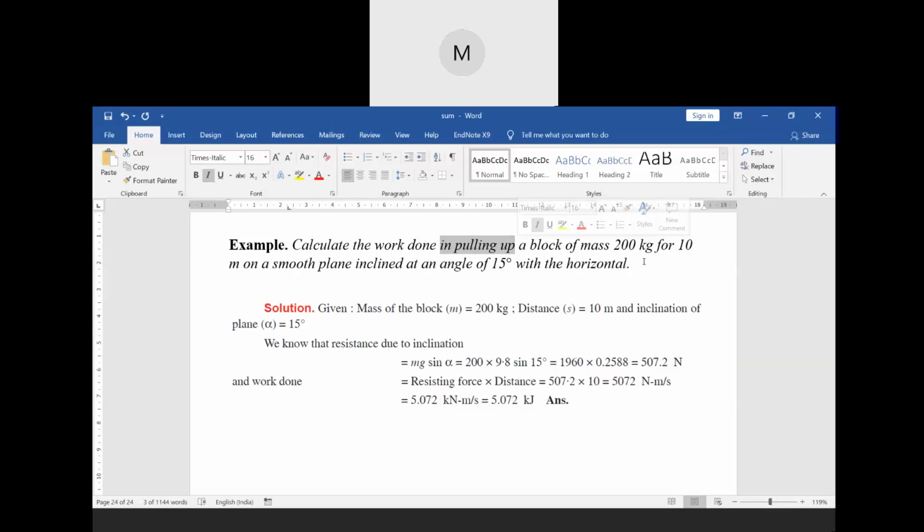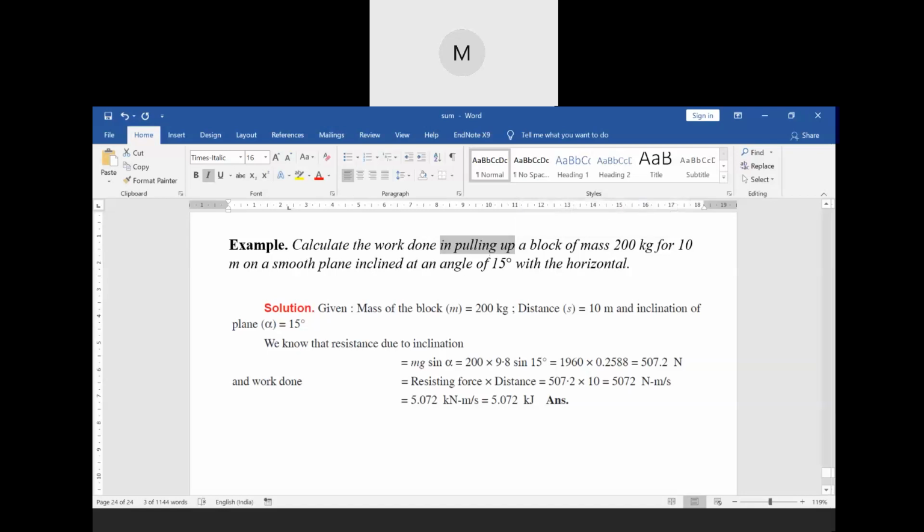So you should always keep your calculators in hand, because these numericals require calculators, right? So mg sin alpha, this is how it is being done. And this mg sin alpha is the force. You just found out the force: 200 into 9.8 into sin alpha. Alpha is what? It is given as 15 degrees.